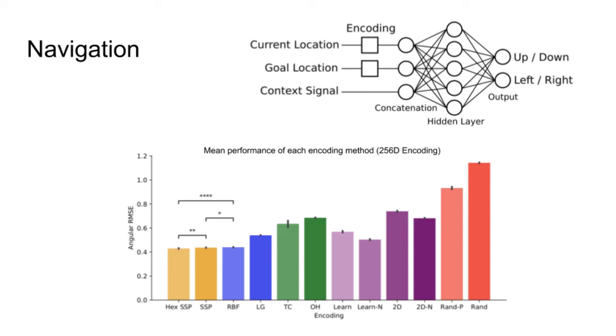Each network is trained such that the same learned weights are used across multiple environment layouts with only the context input to distinguish them. The other encodings compared to are common methods for representing space used in machine learning tasks, such as Gaussian basis functions, tile coding, and one-hot encoding. Comparisons are also made for learning the encoding layer as well as directly using the 2D coordinates instead of any encoding. An additional baseline of random encodings is used to give an indication of worst-case performance. The SSP methods outperform all other methods, with the hexagonal formulation doing the best overall.